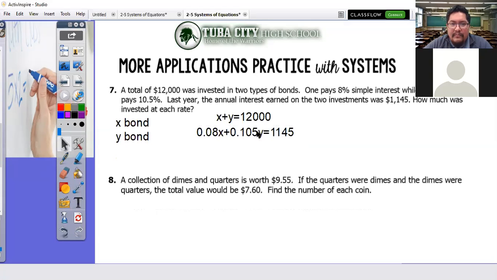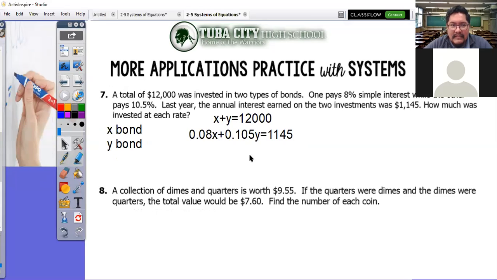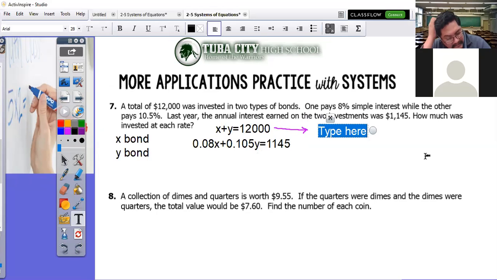Now, this is a pretty good one to use the substitution method. I'm going to use substitution method because it looks like it's going to be really easy to solve for one of them. So what I'm going to do is solve for X. That means I'm going to minus Y from both sides. If I minus Y from both sides, it stops being over here with the X and it moves over here. So I'm minusing Y now.